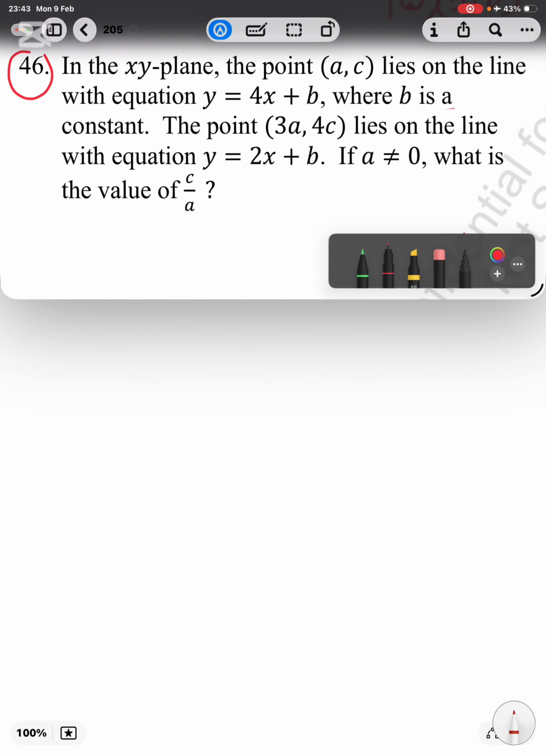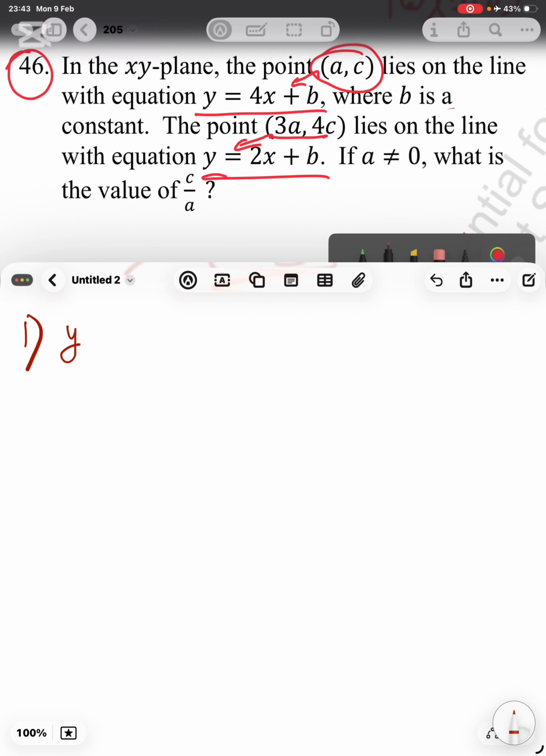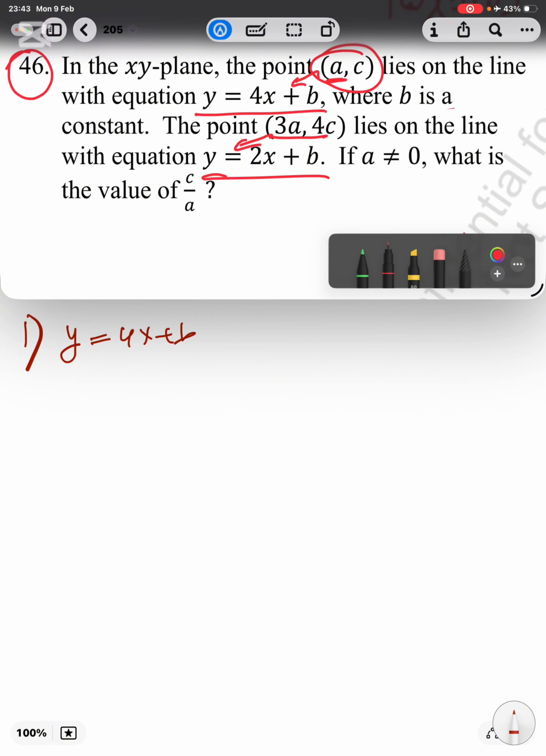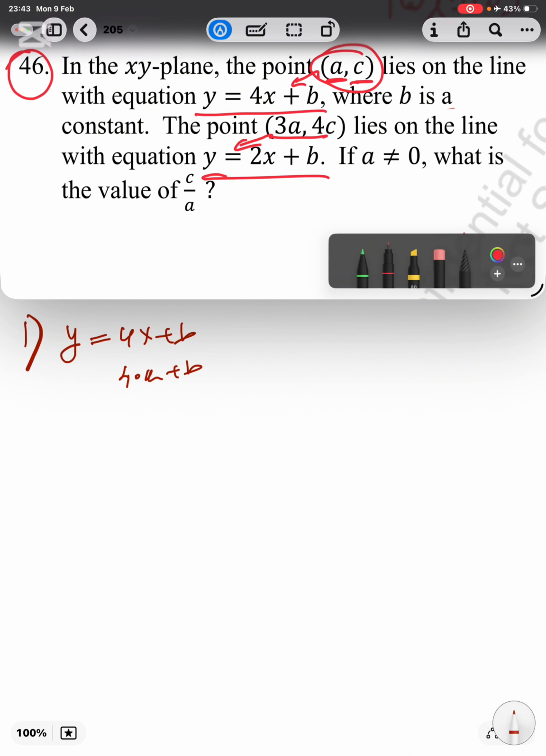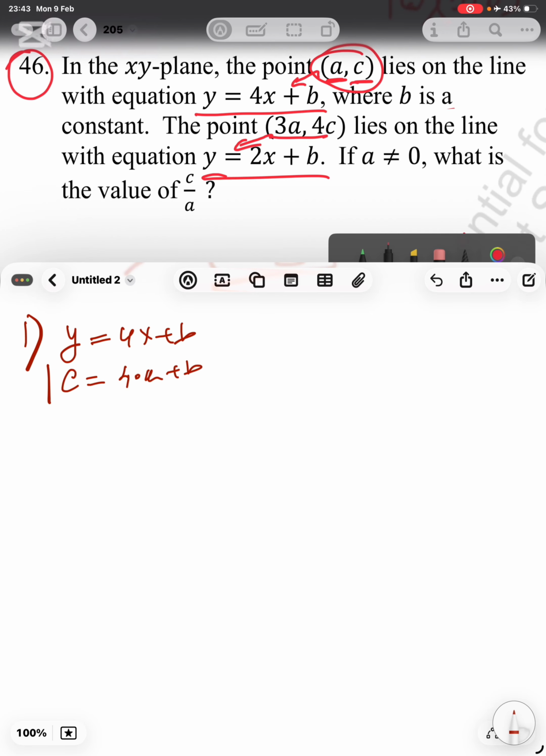Now, in this SAT question, we are given two lines, the first one and the next one. This point lies on the first line, and this point lies on this equation. At first, from the first expression, we just have to copy it to the given expression, and then we have to insert A for the value of x, and C for the value of y. Okay, now the first expression is created.